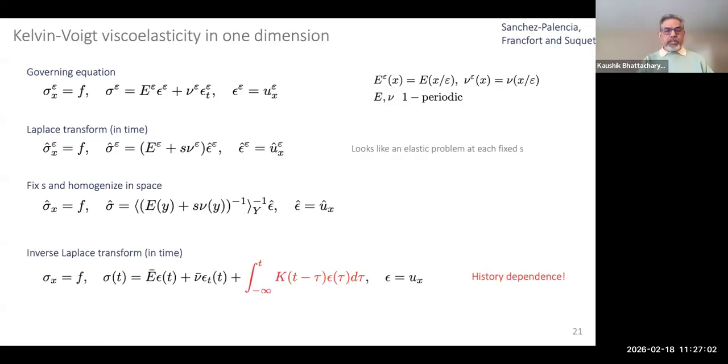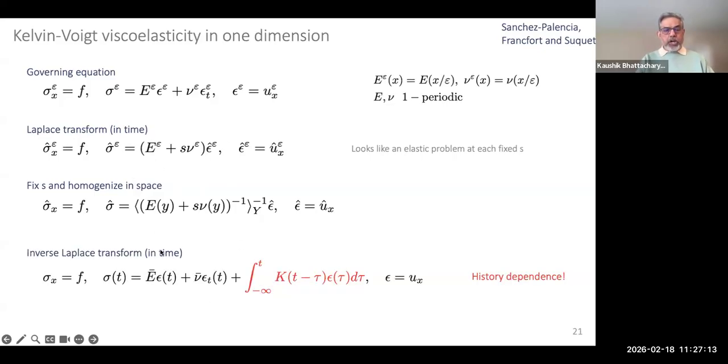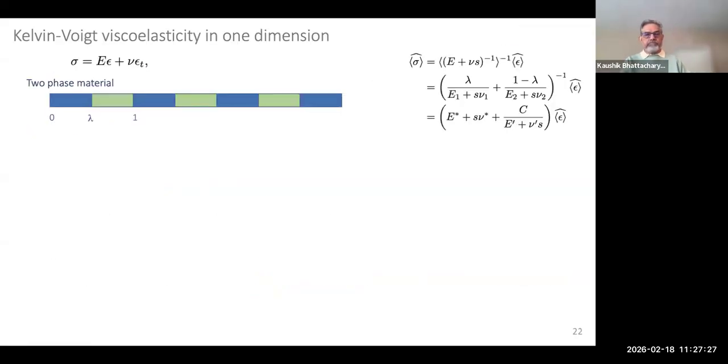And in general, when I take the harmonic mean, it's not of this form. So when I take the inverse Laplace transform, what I end up with is not only an effective modulus and an effective viscosity, but also some kind of infinite time history kernel. So let's actually look at this with a very simple example. I have two materials with some length scale lambda. So I have E1 nu1, E2 nu2.